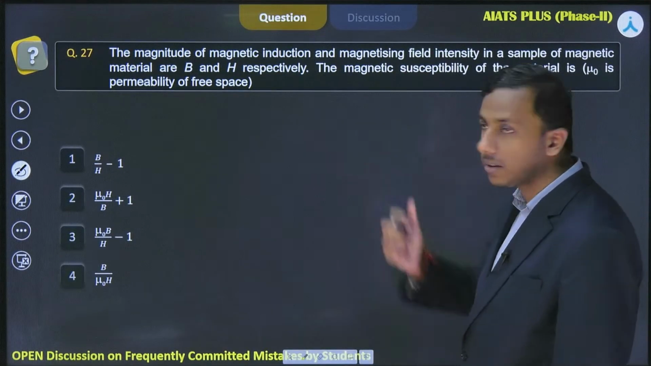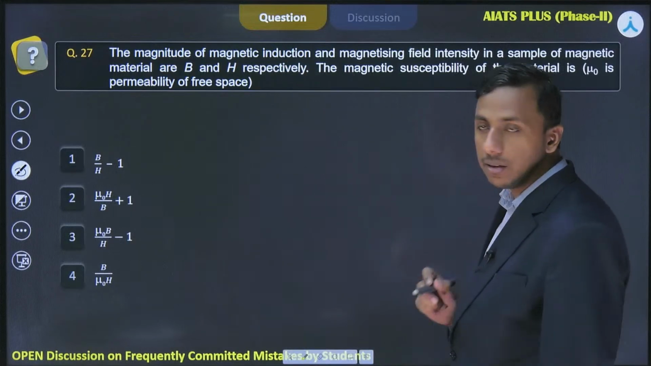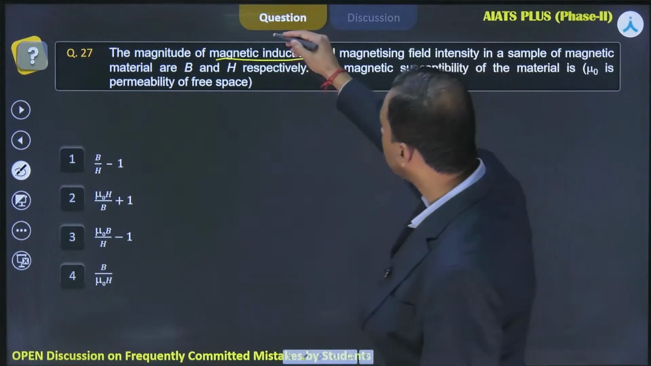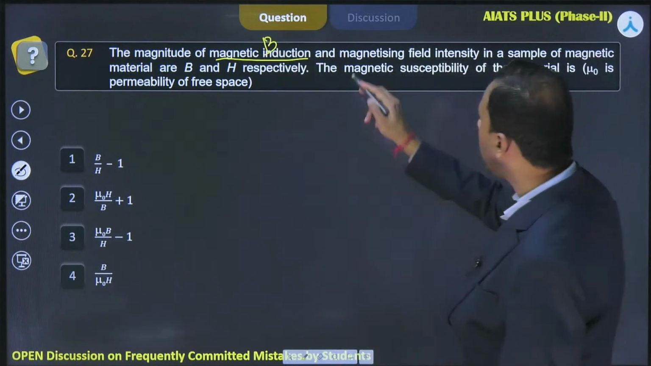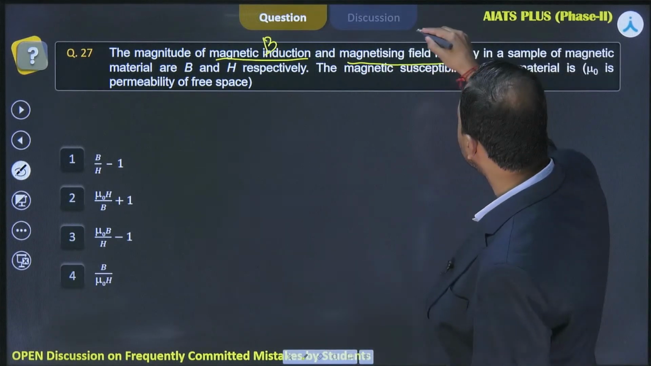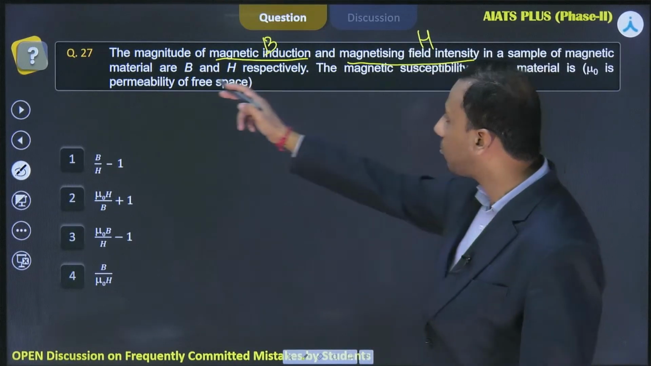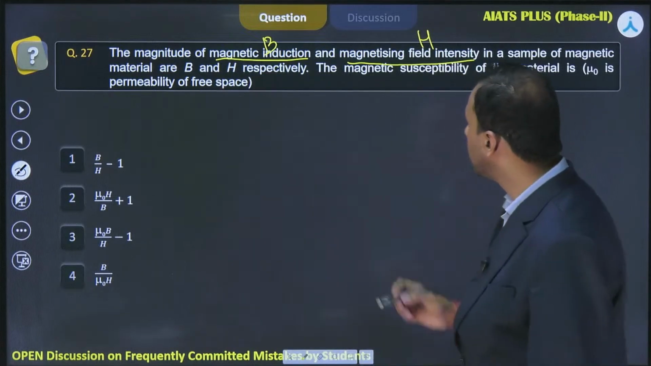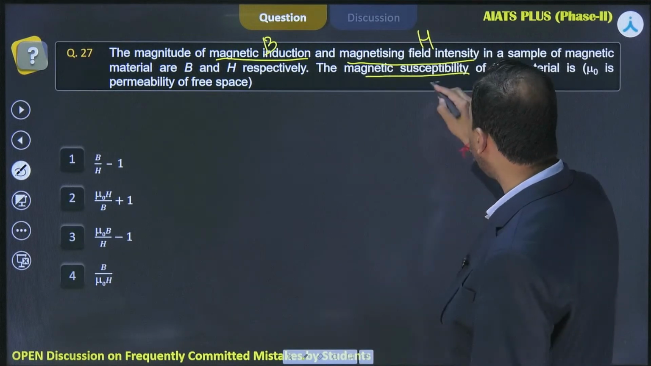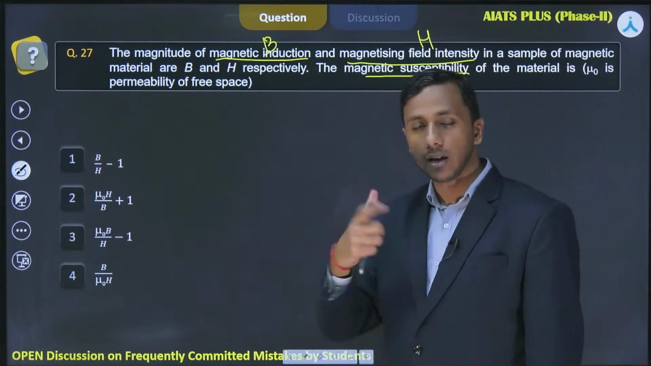See here and see this question, what is written here. The magnitude of magnetic induction, which we are denoting by the symbol capital B, and magnetizing field intensity, which we will denote by the symbol capital H, in a sample of magnetic material are given as B and H, and they are asking for the magnetic susceptibility of the material. So magnetic susceptibility, please remember, is given by the symbol Xi, right? Xi depends on what?